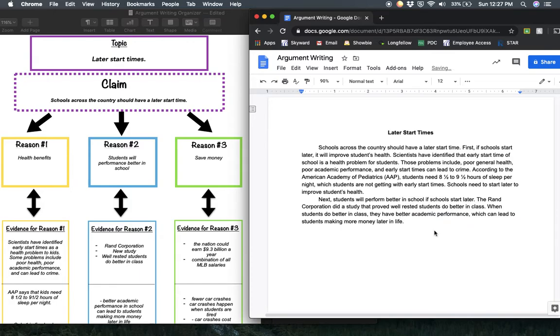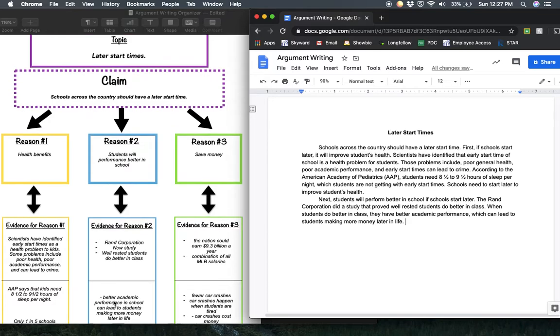Okay. So, that really just kind of wrapped up everything for reason 2, talking about the Rand Corporation who study well-rested students do better in class, lead to better academic performance, and students making more money later in life. Not much more I need to say there. That's not enough for a paragraph, though. So I'm just going to keep going in the second paragraph.